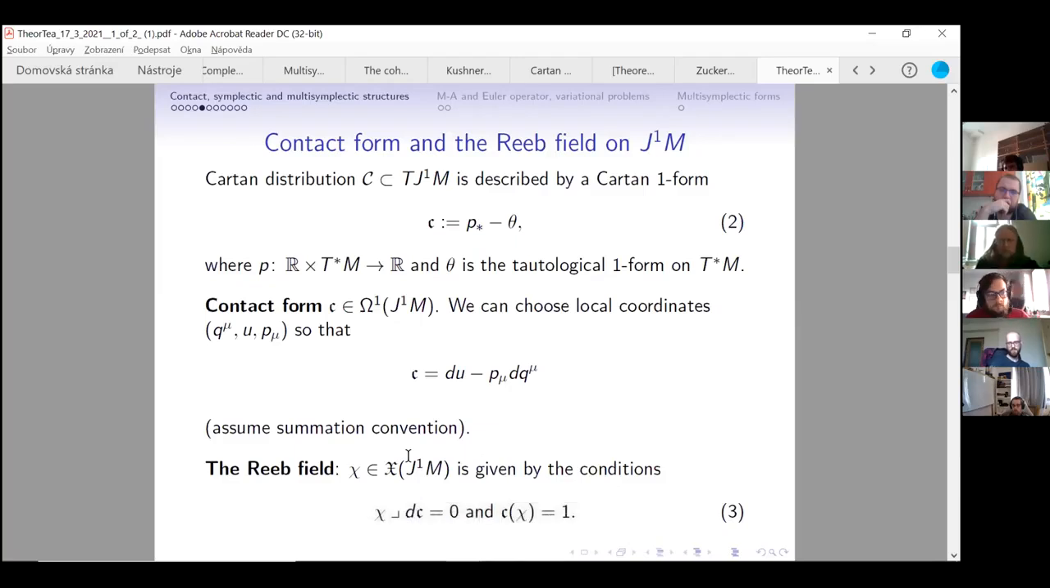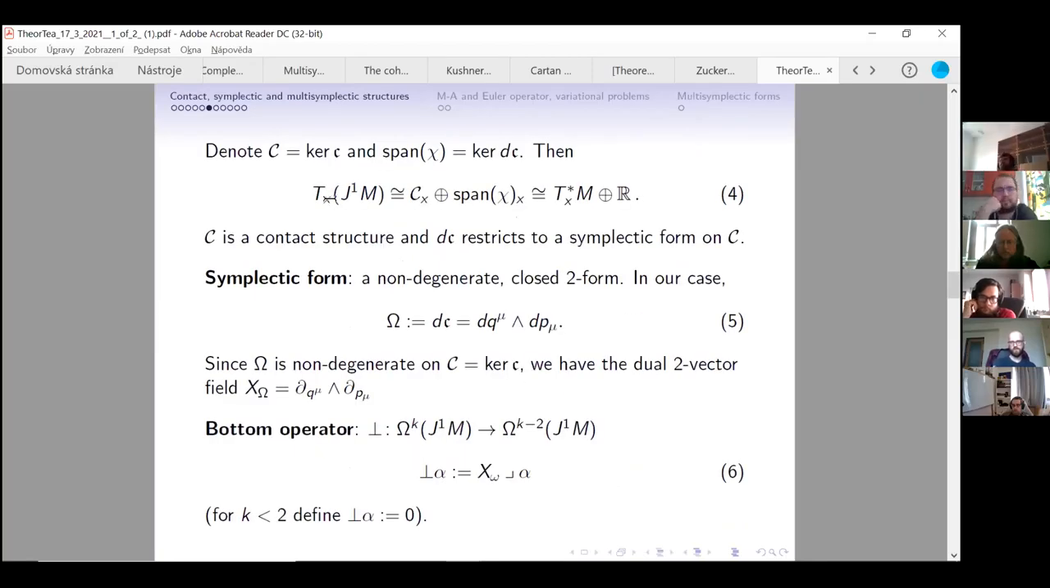So what we see here is that the whole tangent bundle of J1M splits into the kernel of C and the kernel of DC. We have this kind of splitting. And this is also an important observation, because this splitting in fact gives us the possibility to work in the symplectic setup, because DC, the exterior derivative of the contact form, restricts to a symplectic form on C. And so if you notice the coordinate expression 5, this is a quite standard symplectic form, right, locally. And it is non-degenerate only on C.